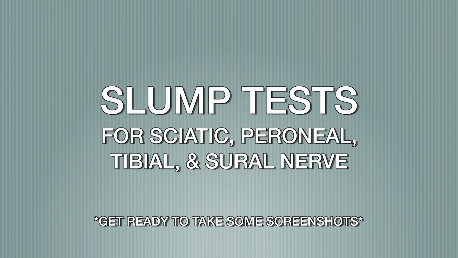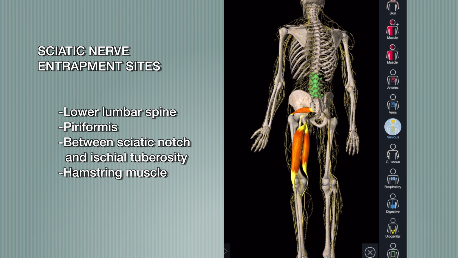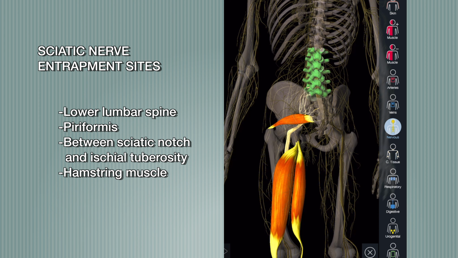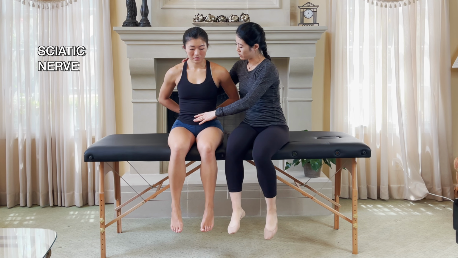I'm now going to show you some slump tests for each of the nerves, but before I go through each test, I'm going to show you the entrapment sites. The sciatic nerve can get entrapped at the lower lumbar spine, piriformis, between the sciatic notch and ischial tuberosity, and the hamstring muscle.